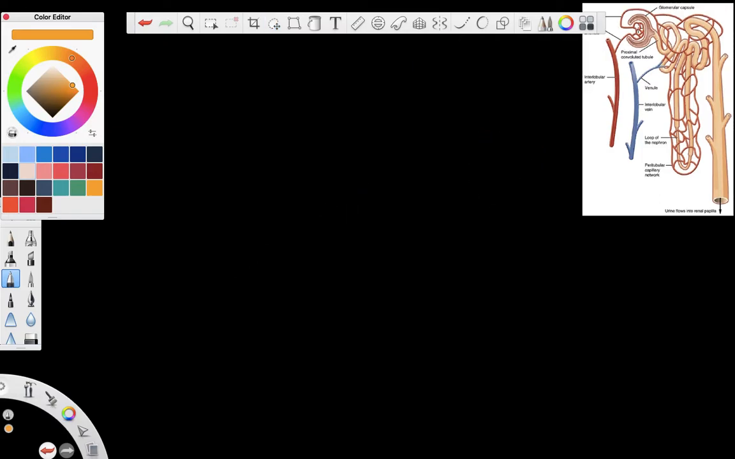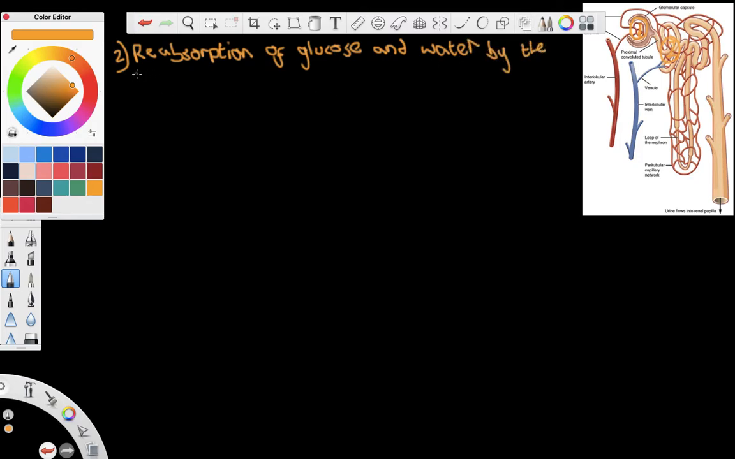we've had number 1 taking place at the Bowman's capsule. We're now going to talk about number 2 and what happens in the proximal convoluted tubule. So number 2, reabsorption of glucose and water by the proximal convoluted tubule.